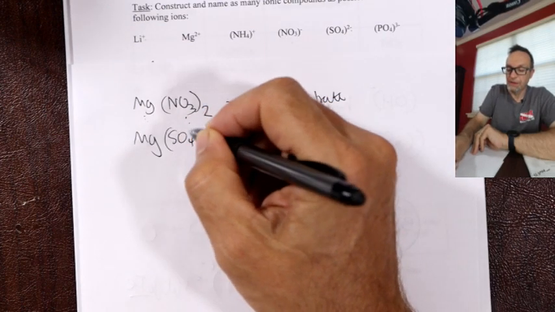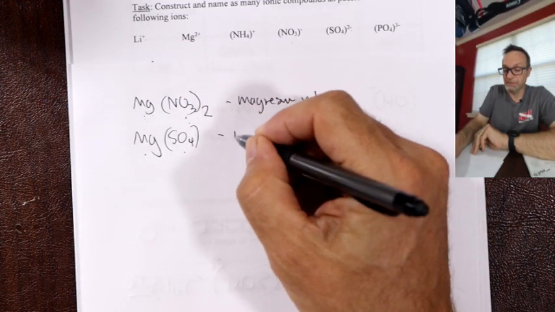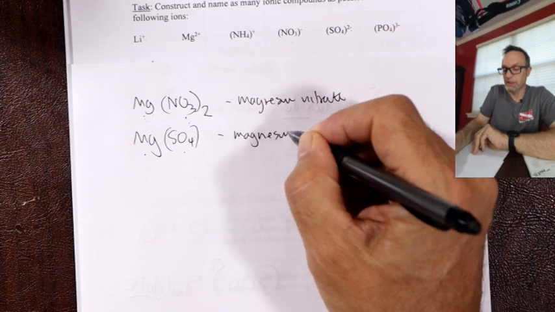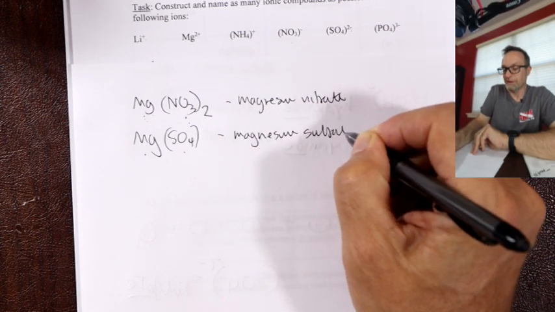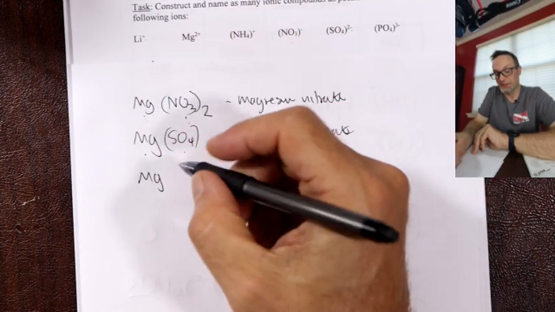MgSO4. You might like that one because plus 2 minus 2 cancels right off the bat. 1-to-1 ratio, plus 2 minus 2. Magnesium sulfate. Finally, this is one of those crooked number situations, right?